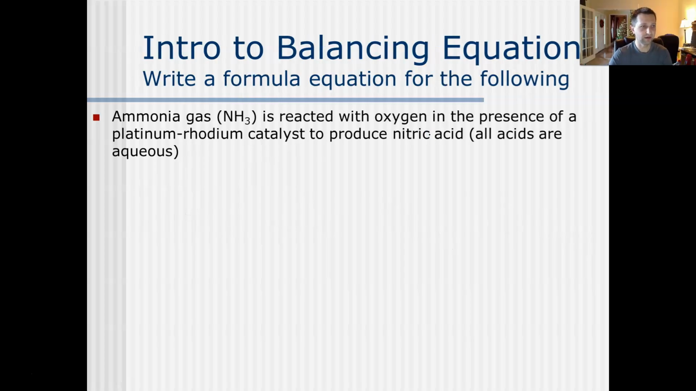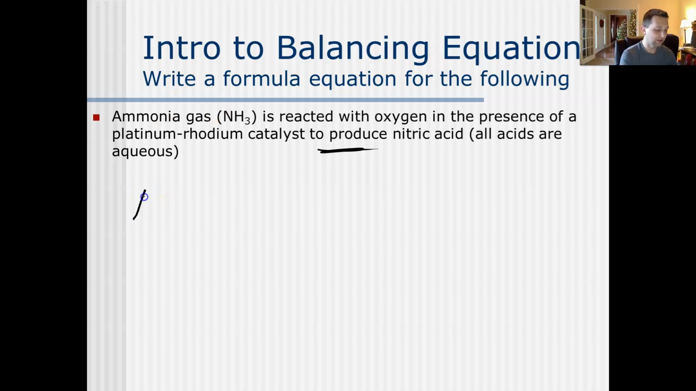Next one on your paper is this one. It says ammonia gas is reacted with oxygen. Ammonia gas tells me what it is. Reacted with oxygen in the presence of a platinum rhodium catalyst to produce, so there's our yield sign, nitric acid. And it says all acids are aqueous. So let's take a look at it.